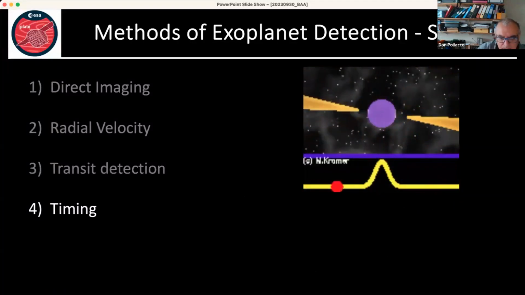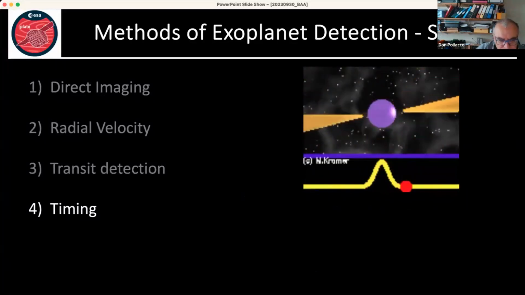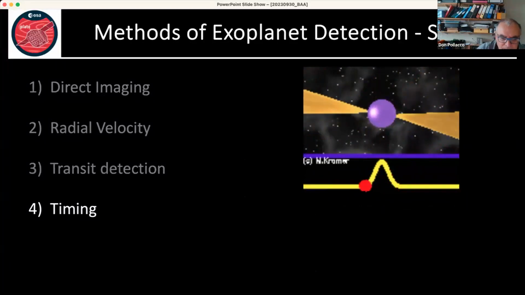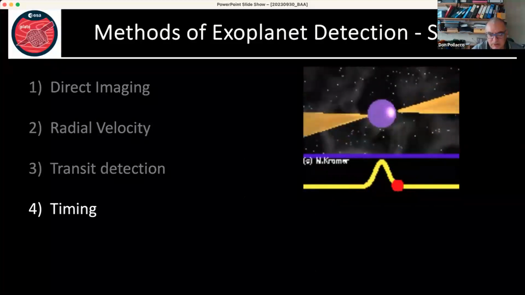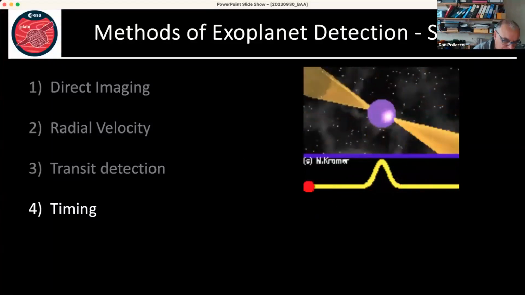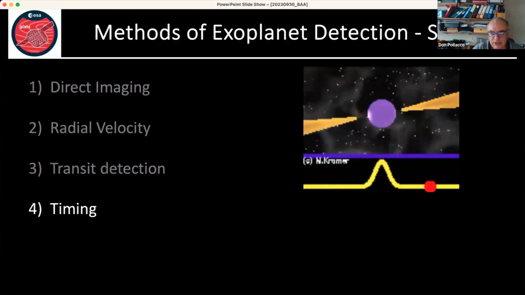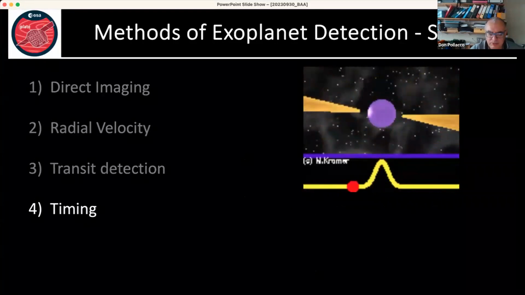Finally, timing, and I just put this in because everyone forgets about it. Timing is really important. This is how the first planets were actually detected, using a pulsar where you could measure the pulses incredibly accurately, and therefore measure the light time changes as the pulsar went round the center of mass for the system.